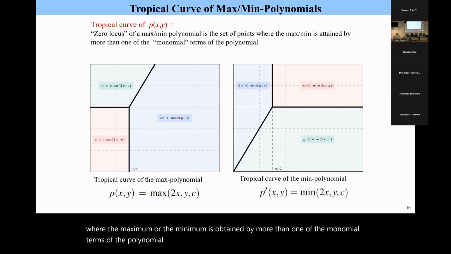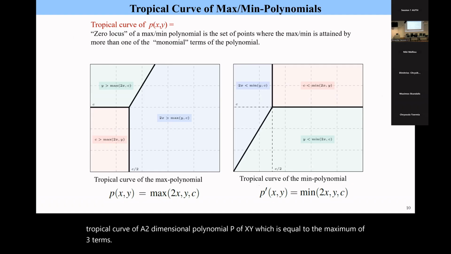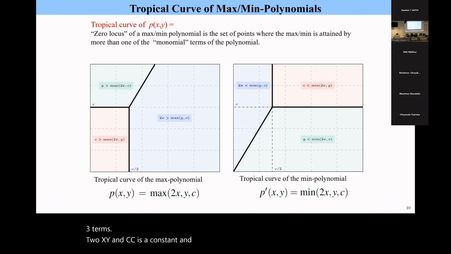So you see in this example on this slide the tropical curve of a two-dimensional polynomial, p of x,y, which is equal to the maximum of three terms: 2x, y, and c. C is a constant. And you see that the tropical curve is this black curve consisting of one vertex and three rays.